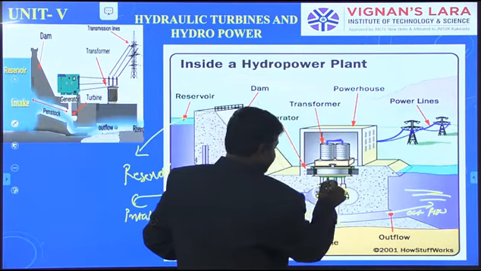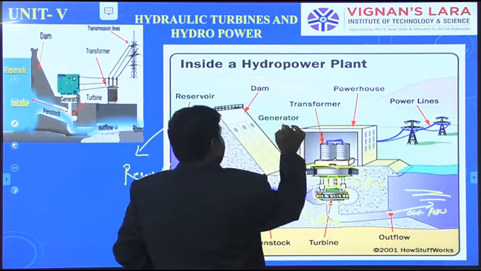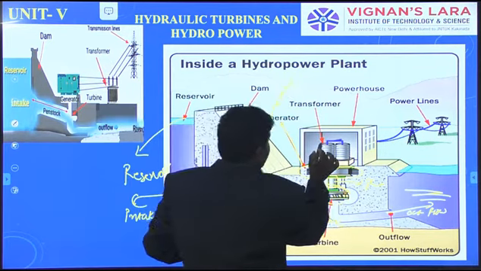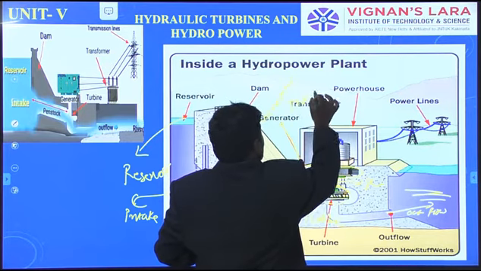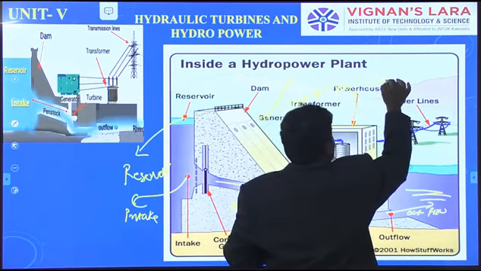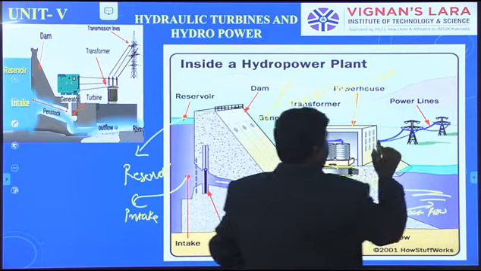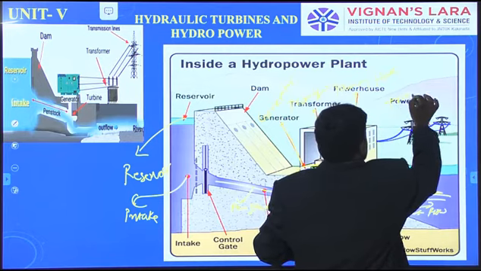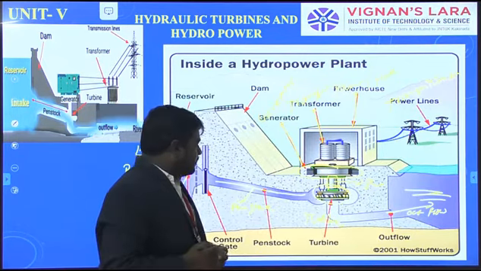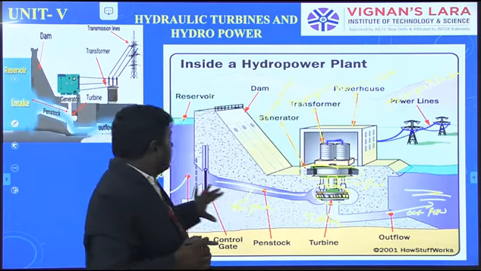This is the turbine, this is the shaft, and this is the generator. This one is the transformer. Finally this one is the powerhouse. Whenever the power is produced, it is sent to the transmission lines or power lines. This is the overall view of the hydro power plant, and these are the main components of the hydro power plant.